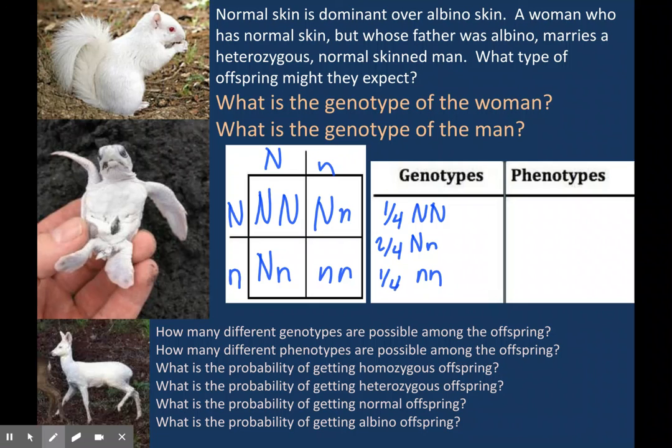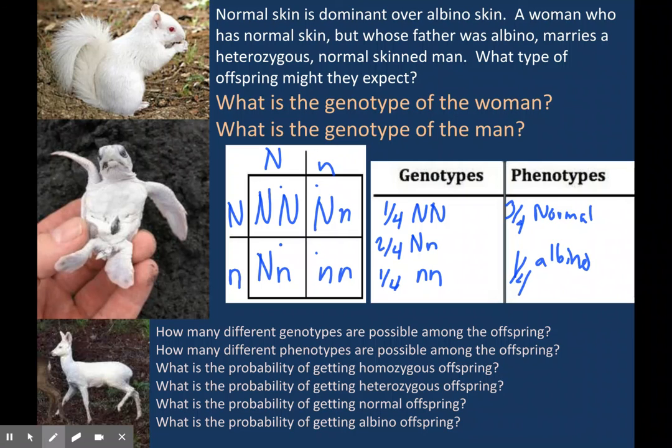So what are my phenotypes? Well, we know it's normal skin versus albino. And how many normal skin did we get? 1, 2, 3 out of the 4. And albino, we got 1 out of the 4. So the questions at the bottom: how many different genotypes are possible? Well, we got 3 possible. How many different phenotypes are possible? Well, either normal or albino, so that would be 2.